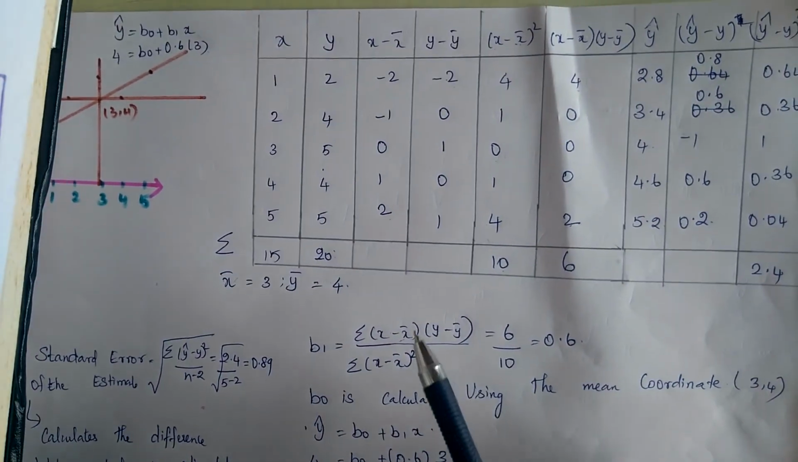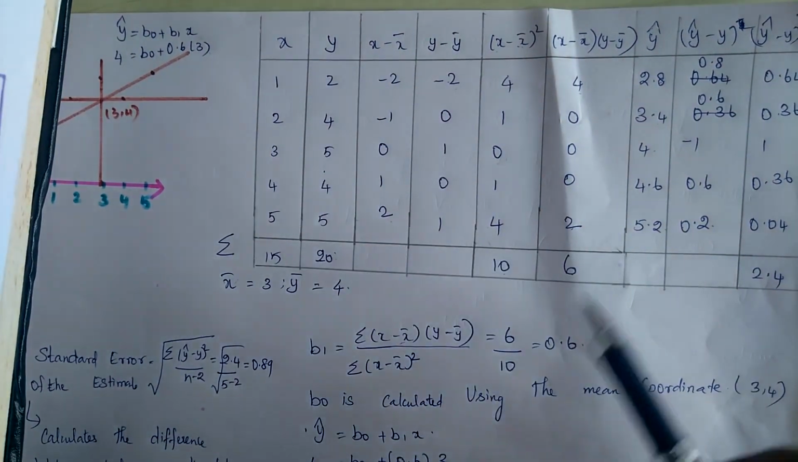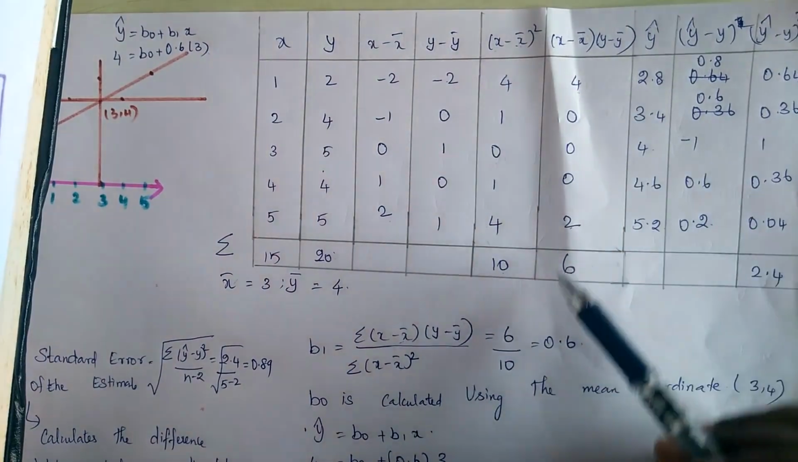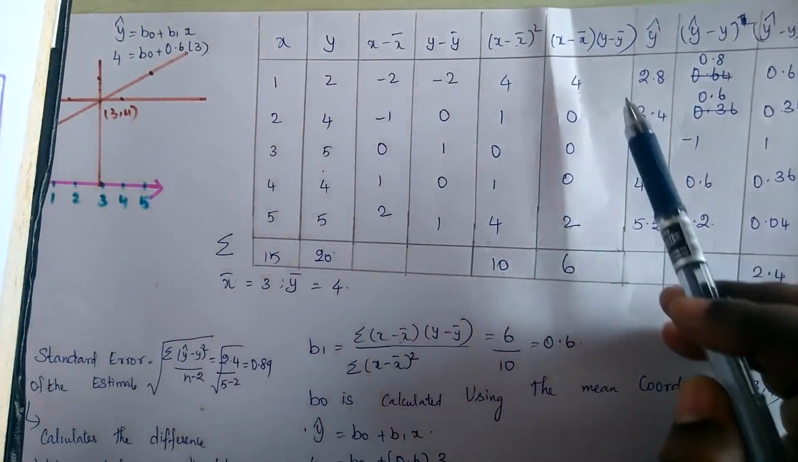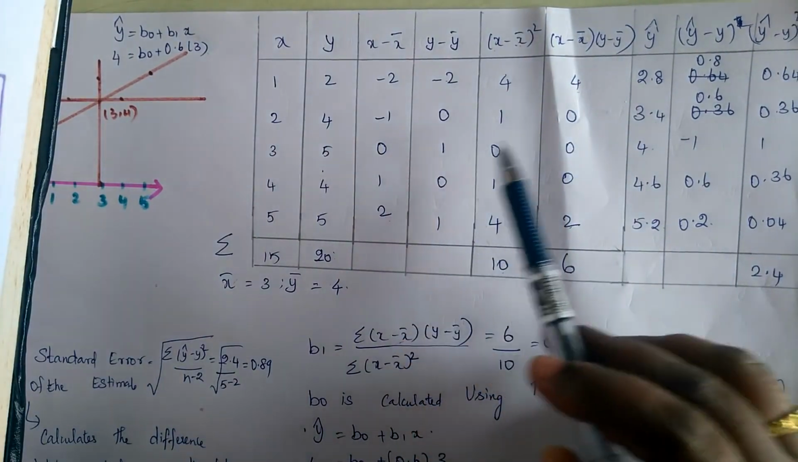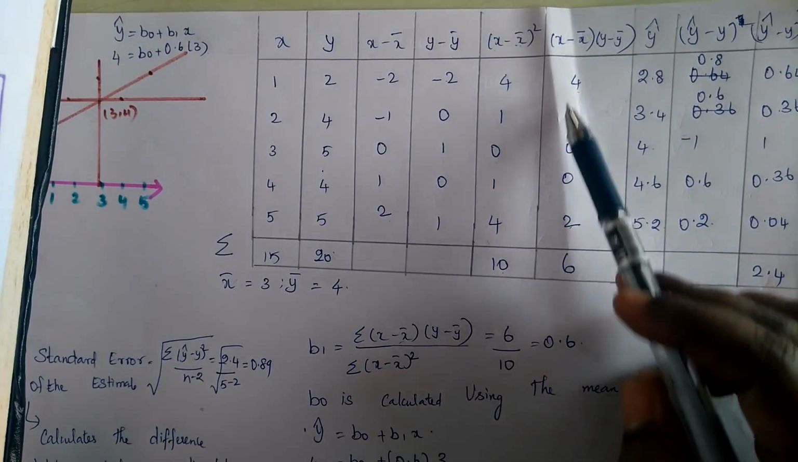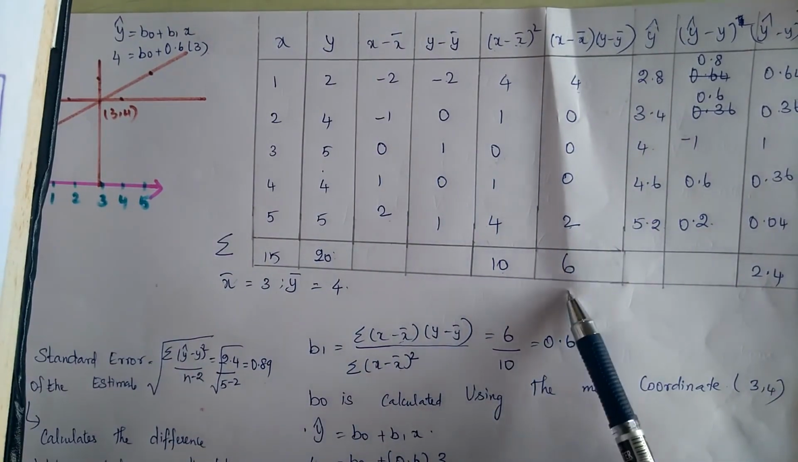So now we need to understand the product. We need to find the product of x minus x bar and y minus y bar. So we have done it in this column. Minus 2 into minus 2 is 4. Minus 1 into 0 is 0. So 0 into 1 is 0 again. 1 into 0 is 0 again. 2 into 1 is 2 again. So we have found the sum to be 6.